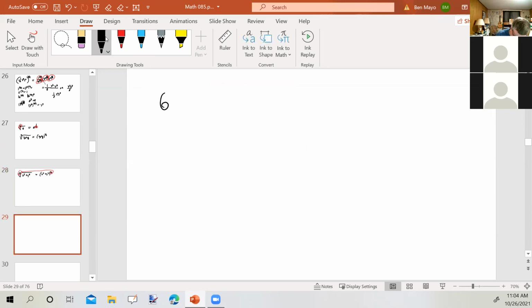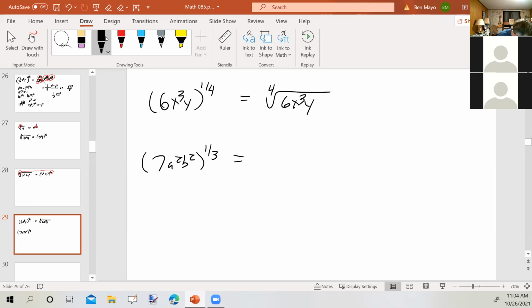We've got 6x cubed y to the 1/4 power. This would be the 4th root of 6x cubed y. We've got 7a squared b squared to the 1/3 power. Wait, 1/5 power, my bad. That would be the 5th root of 7a squared b squared.